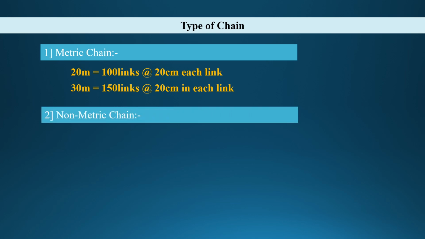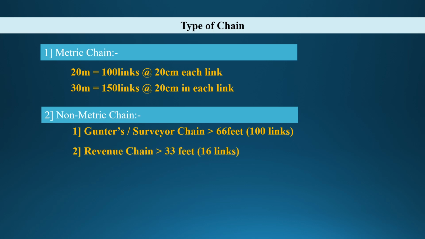Then second is the non-metric chain. In the case of the non-metric chain, first is Gunter's chain or Surveyor's chain, which is 66 feet and contains 100 links. Second is the revenue chain, which is 33 feet and has 16 links. Then last is the engineer's chain, which is 100 feet and has 100 links. This slide is very important. You can take a screenshot of this and revise this part again and again, because questions arise from this part.